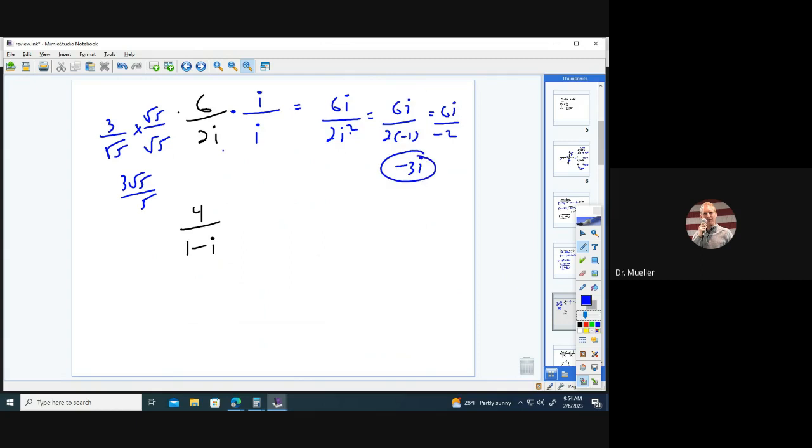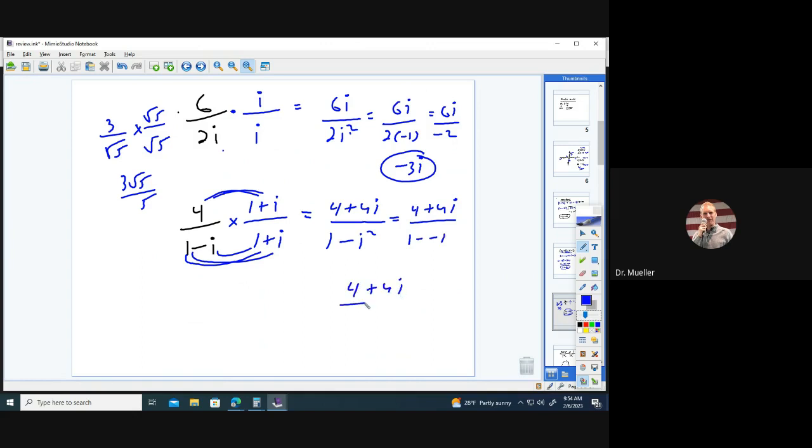If we end up with 1 minus i, we have to multiply both the top and the bottom by the conjugate. So we change that symbol to its opposite, which is 1 plus i. And then that's going to equal, distribute the 4, 4 plus 4i. Here we got to FOIL that out. 1 times 1 is 1. i plus negative i cancel, so you get minus i squared, which is 4 plus 4i all over 1 minus negative 1.